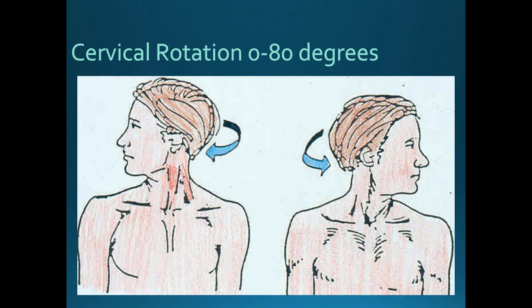Cervical rotation, 0 to 80 degrees. And you see here, there's the sternocleidomastoid drawn in red in the figure on the left, just to highlight that it has two heads. But here you are, you're turning your head to the opposite side. He is turning to the right, so the muscle on the left is the one that is more active. That same thing is true as he's turning to the left. The one on the right is more active.